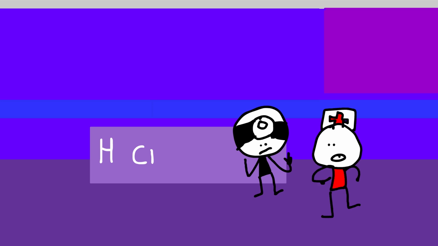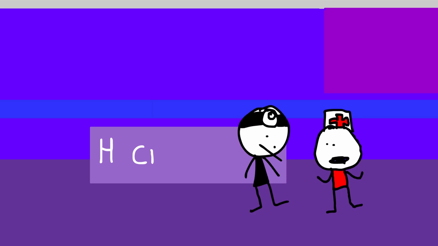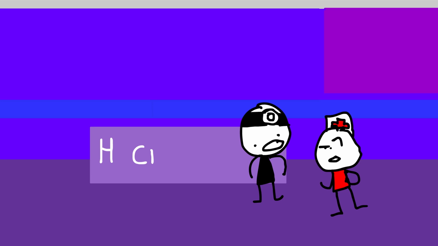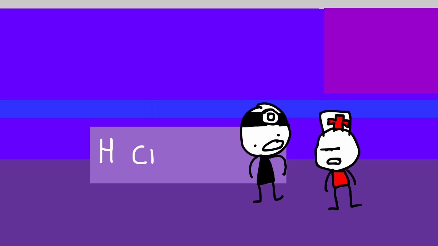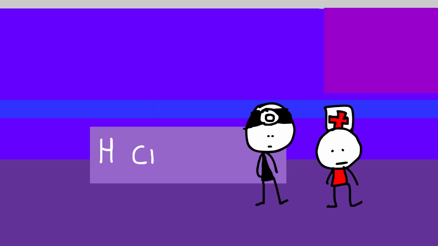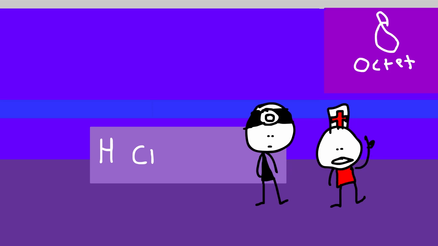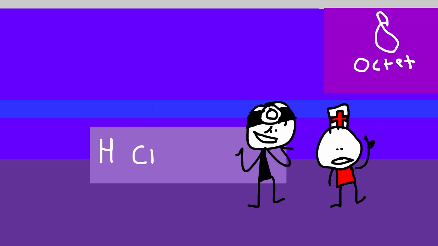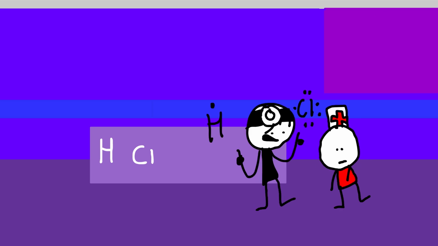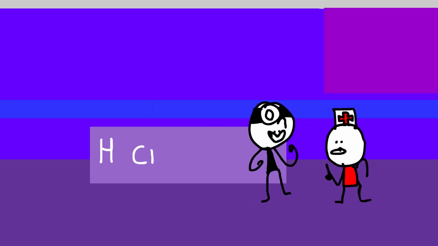I have to put what type of element they are. Hydrogen and chlorine are both non-metals, which covalent bonds typically are. I also need to put in how many electrons the end result needs to have. Well, how many does it need? It needs 8 valence electrons, or an octet. Is it because hydrogen has 1 valence and chlorine has 7? Yeah, that actually makes sense.